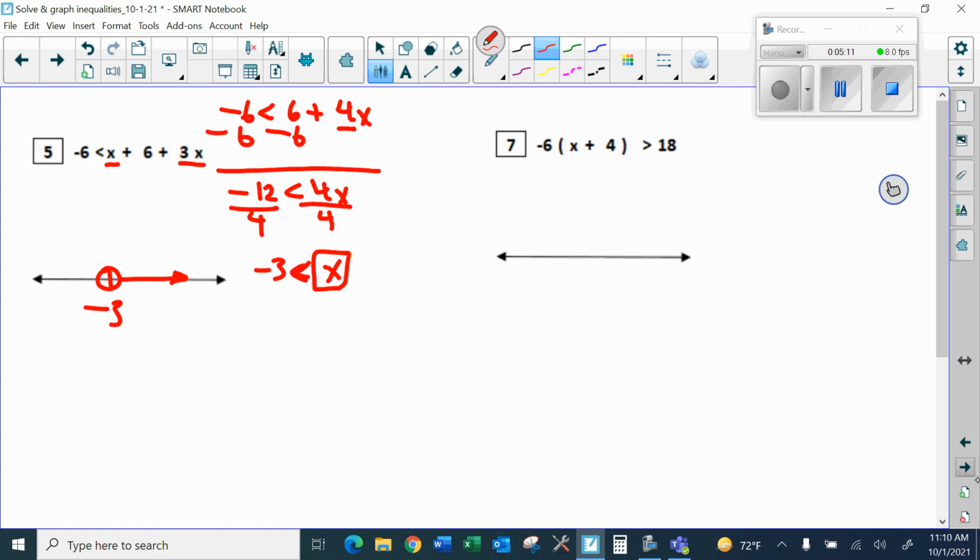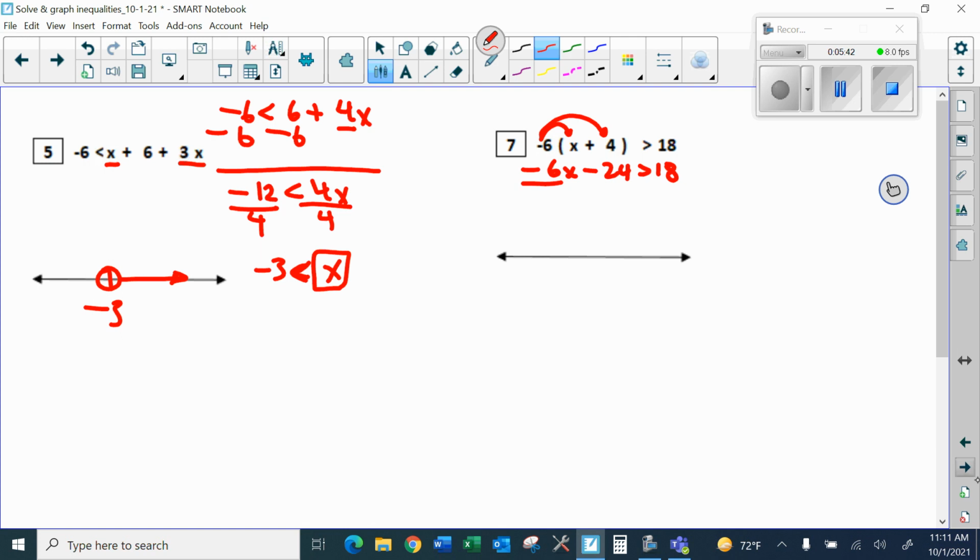All right, number 7, I could distribute, or I could divide by -6 right away. If I divide by -6, then I'm going to have to switch the inequality sign. So it's your choice, because -6 does go into 18 nicely. But if you divide by a negative, you have to switch the inequality sign. I remember to do that all the time, but if you don't, it'd be smarter to just keep doing what we've been doing. Distribute: -6x minus 24 greater than 18.